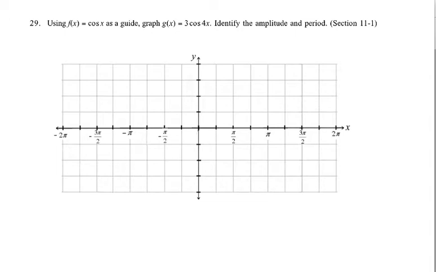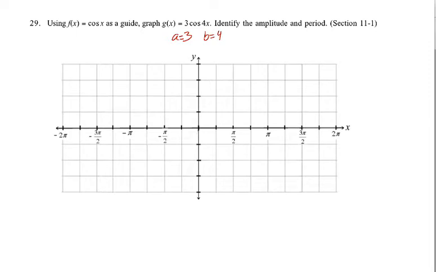Alrighty, for this problem it says using f of x equals cosine of x as a guide, graph g of x equals 3 times the cosine of 4x. Identify the amplitude and period. So just as a refresher, this 3 here is our a value, and this 4 is our b value.